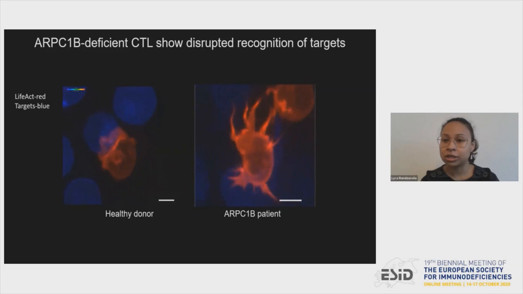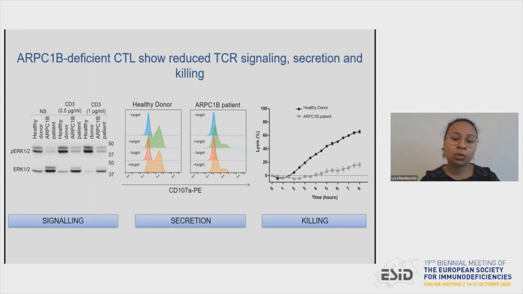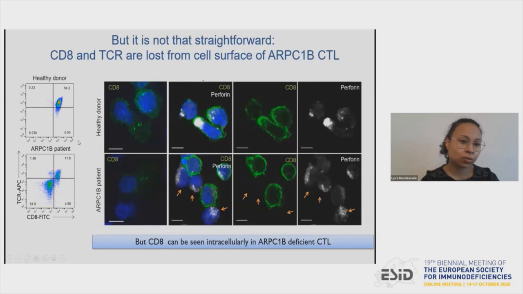So not surprisingly, we see that both signaling and secretion are reduced in the ARPC1B patient compared to healthy donor, and this leads to a killing defect. But it's not that straightforward, as I realized during this project that I had purified the cells to only keep the CD8 positive cells. In the ARPC1B patient, I always ended up with a proportion of the cells that do not have CD8, and here they are also negative for TCR.